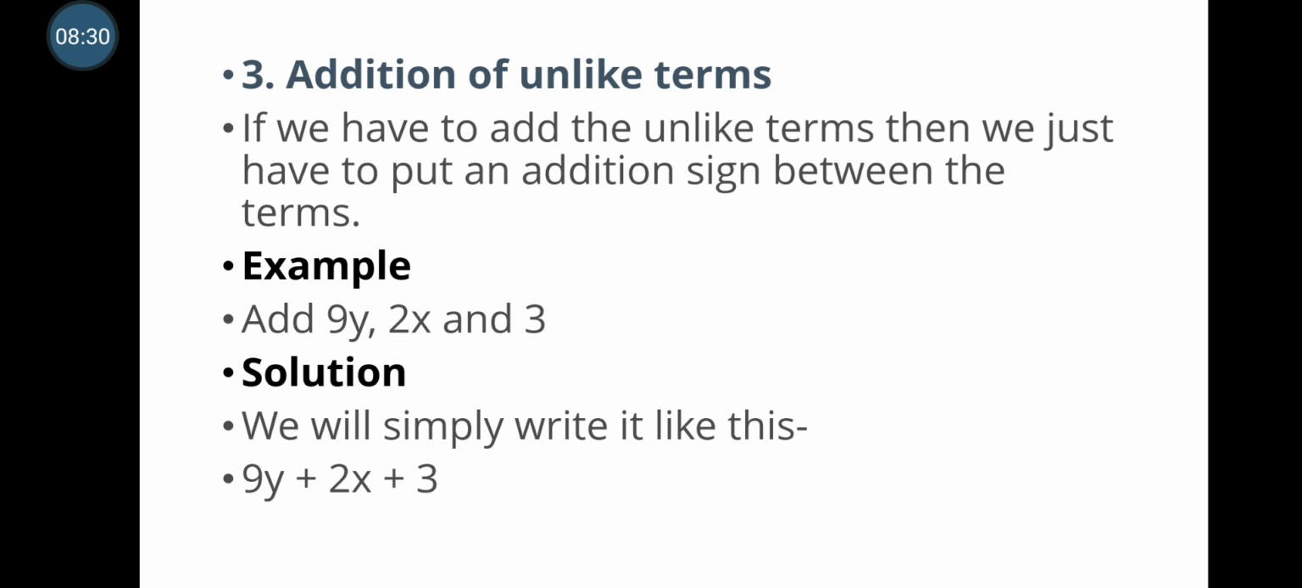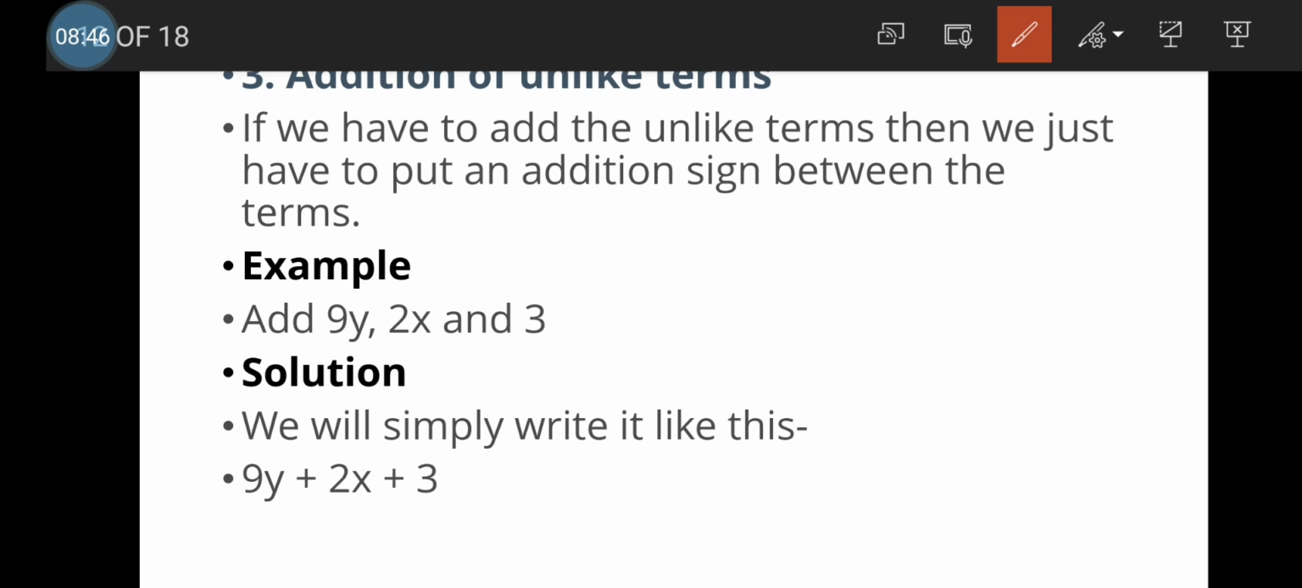Then addition of unlike terms. If we have to add unlike terms, then we just have to put an addition sign between the terms. So nothing can be done. You can't add unlike terms. You have to simply put the plus sign alone. So you can understand with the example. 9y, 2x and 3. All three are unlike terms. You don't have same variable or same exponent. So you can put just plus sign in between them. That's it you can do.